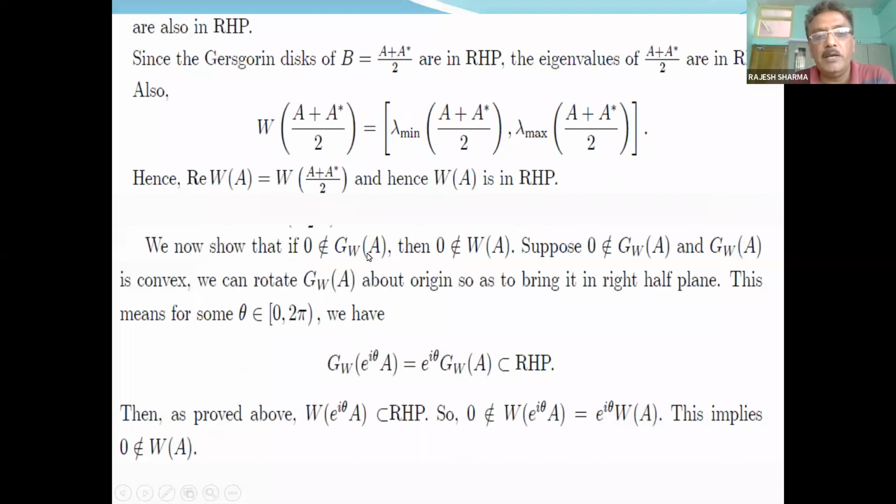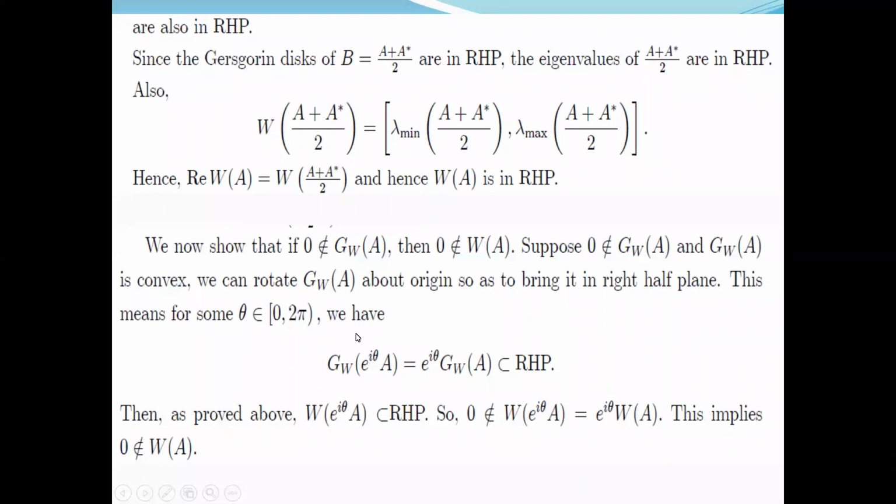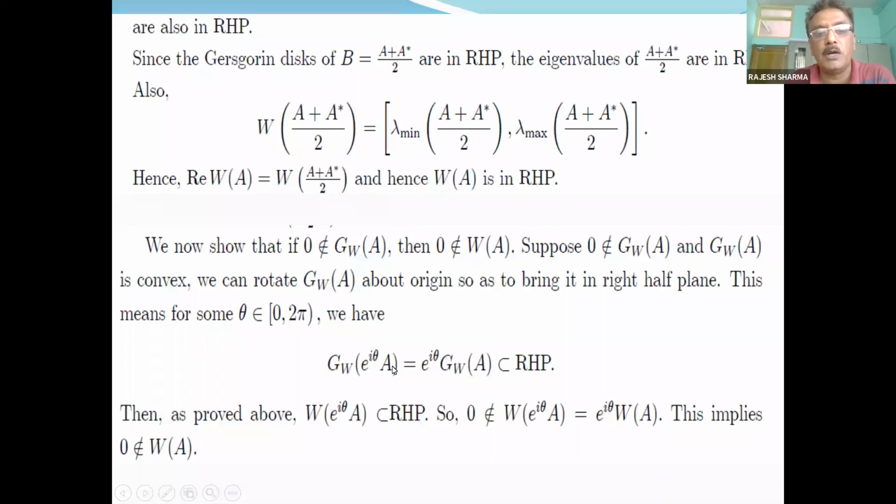Now, second, we show that if 0 does not belong to GW(A), then 0 also does not belong to the numerical range of A. Suppose 0 does not belong to GW(A). Since GW(A) is convex, we can rotate GW(A) about the origin so as to bring it into the right half plane. This means for some theta, we have GW(e^{iθ}A) in the right half plane. Since GW of this matrix is in the right half plane, then as discussed above, the numerical range of e^{iθ}A is in the right half plane.